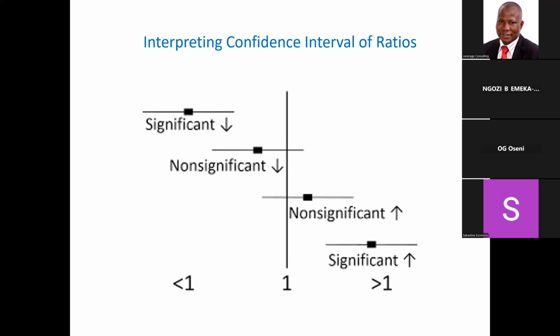So that means that 1 is one of the possible values in the population. And you already know that if it is 1, it means that there's no association at all. So that is why, when the confidence interval includes 1, we are talking of the confidence interval of an odds ratio. We're not talking of a confidence interval for difference between means. That one is a different ball game.